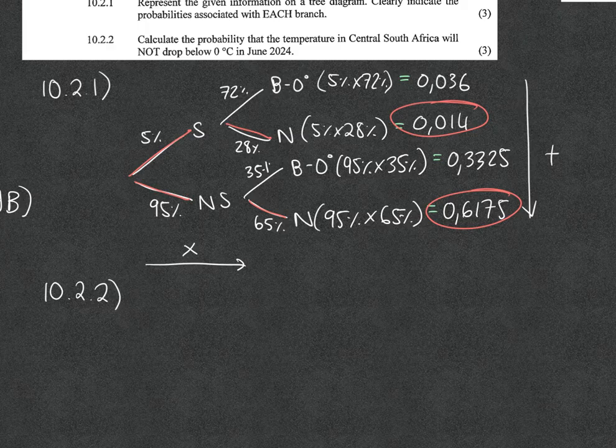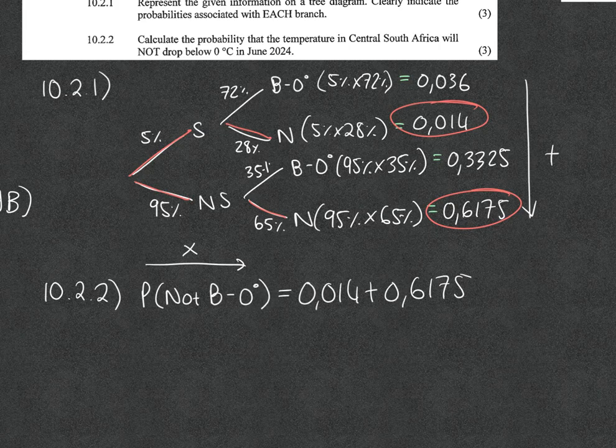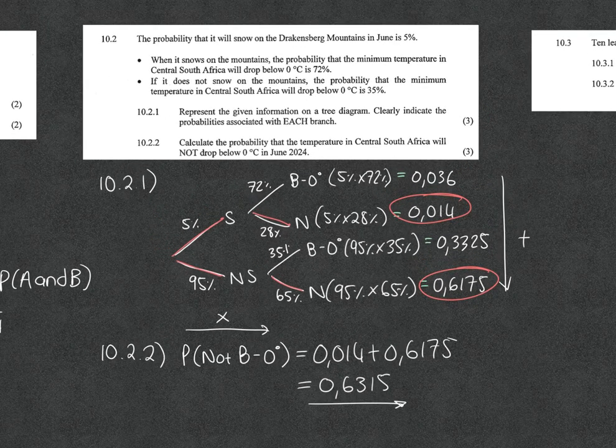So remember, when we're taking probabilities, we are going to add. So how would we write this? We can say that the probability of not below 0 degrees is going to equal 0.014 plus 0.6175, which is going to equal 0.6315. Okay, and that is your probability answer. And that is question 10.2 done.